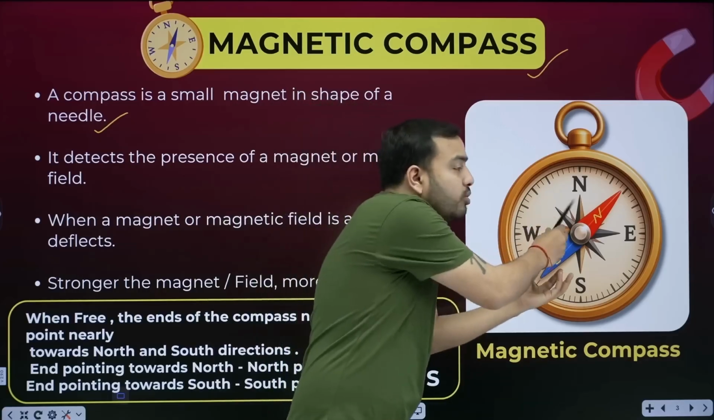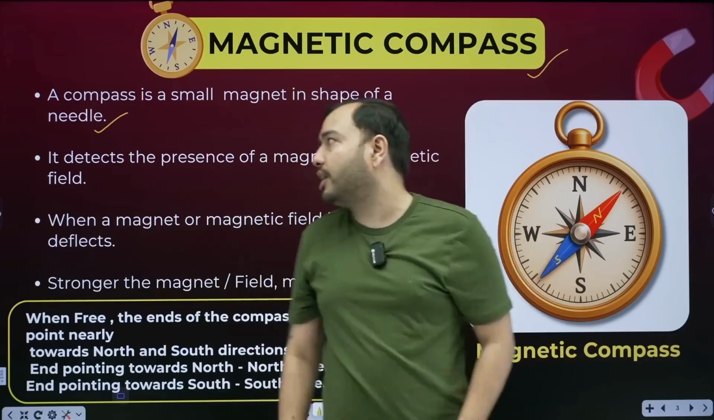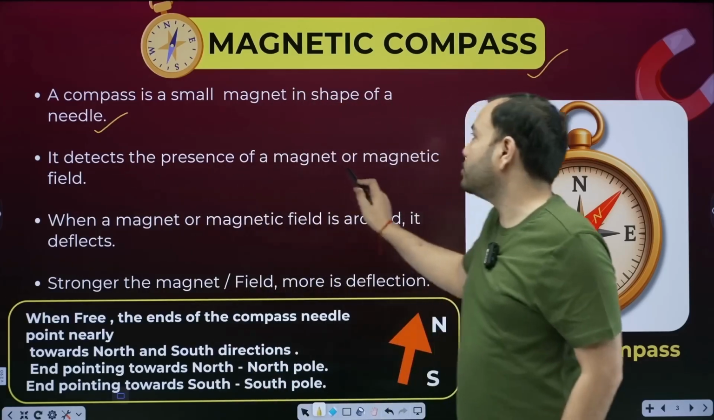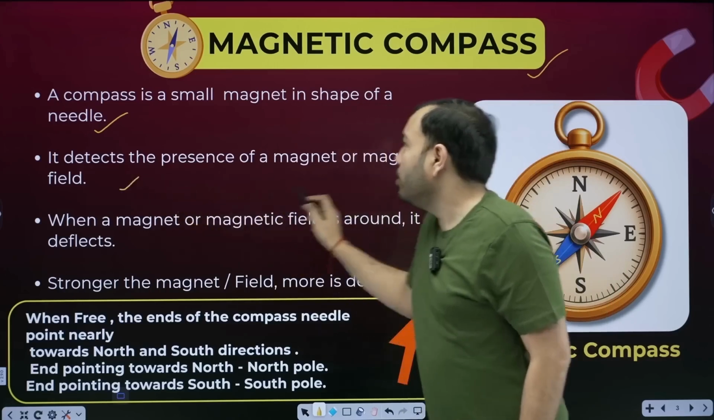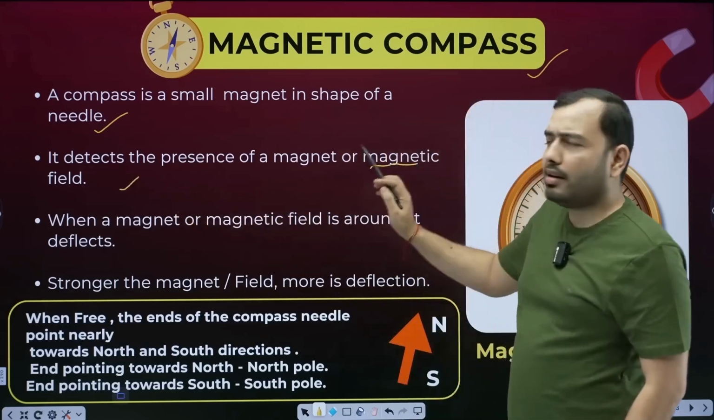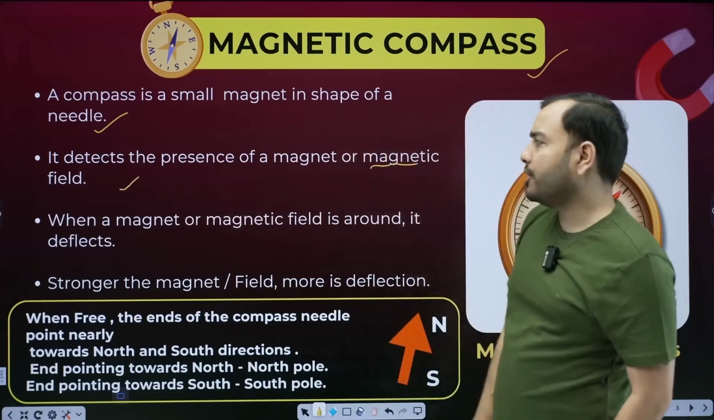The stronger the magnet, the more it will deflect. These are the things written: it detects the presence of a magnet, or magnetic field. We will study the magnetic field later. Now this is the next topic.